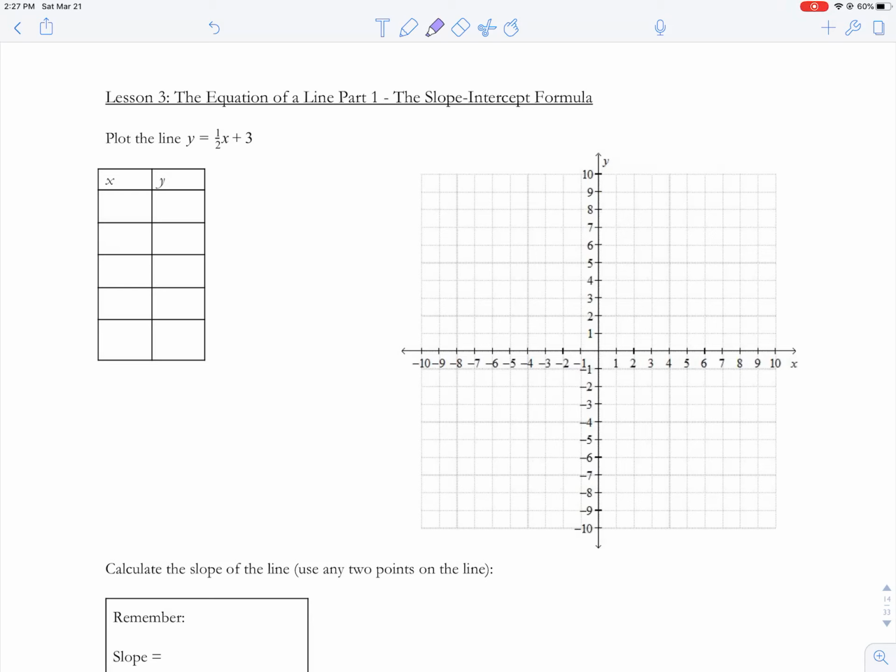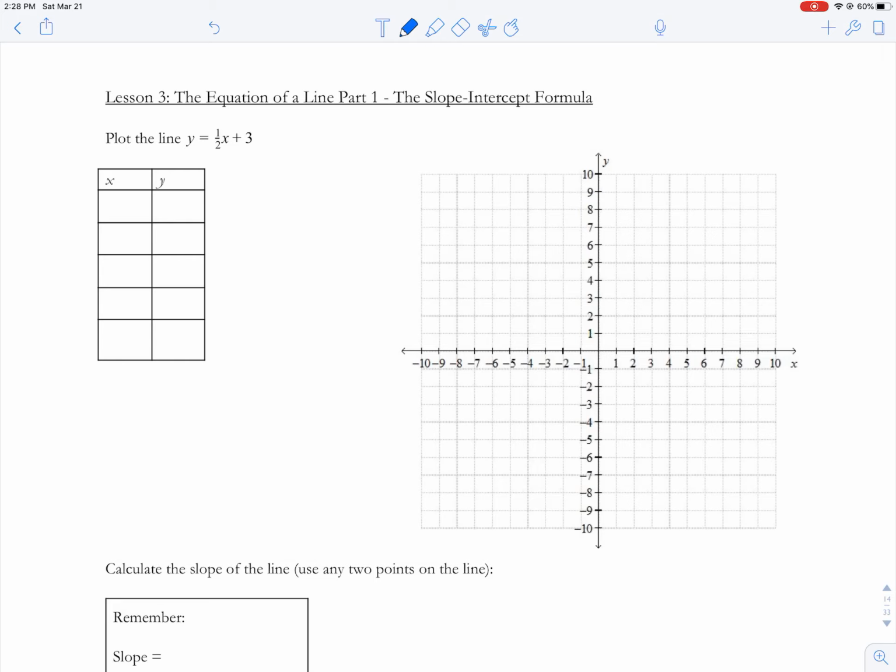Welcome to Grade 9, Lesson 3, the Equation of a Line, Part 1, Slope-Intercept Formula. We're going to be using all the stuff we've done in previous lessons, and this is where we're finally going to get to the mysterious y equals mx plus b.